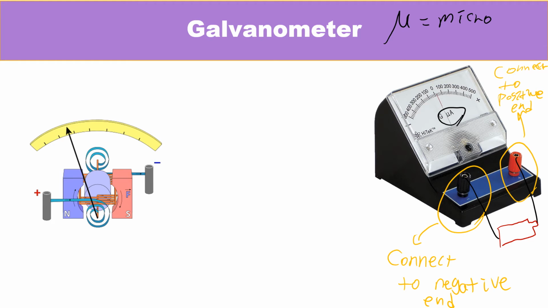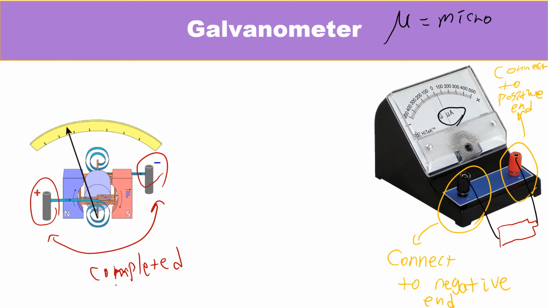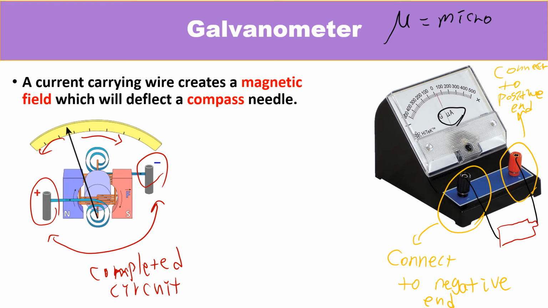There you go. Something like that. Depends on the strength of it. Once this circuit is completed, then our reader at the middle, 0, will go left and right and determine the strength of it. A current carrying wire creates a magnetic field which will deflect a compass needle, and that is why we have this install magnet and how electron carrying wires can actually generate magnetism too.